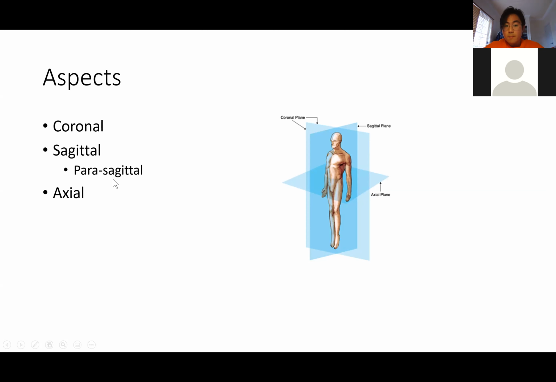Now there's a plane called the parasagittal plane. Para means next to, so the plane next to the sagittal plane. The parasagittal plane might split your body into a 40-60 left-right split, for example. You'll come to know that prefixes and suffixes are really important in medicine. And then you get the axial plane, cutting your body into a top half and a bottom half.